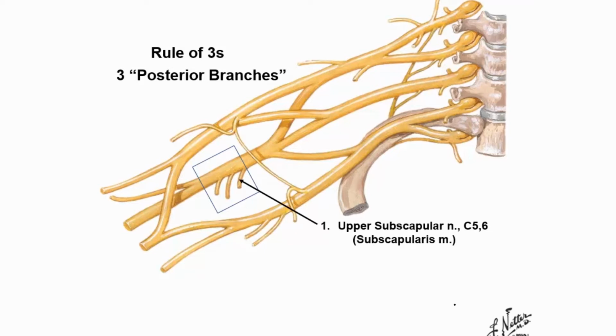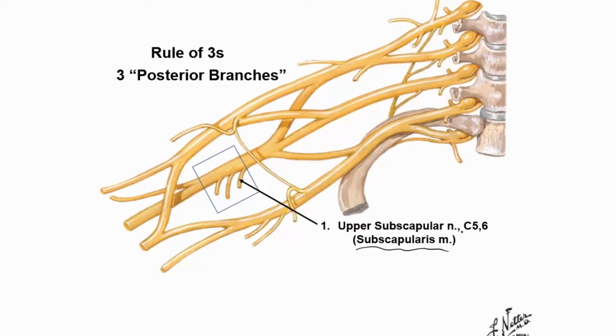The most proximal of those is the upper subscapular. This will be going to the subscapularis muscle, which is another one of our rotator cuff muscles, this one being on the anterior aspect of the scapula, and will go and attach to the lesser tubercle of the humerus anteriorly and be an internal rotator at the shoulder. Because it's supplying muscles of the shoulder, it will have spinal segments C5 and 6.